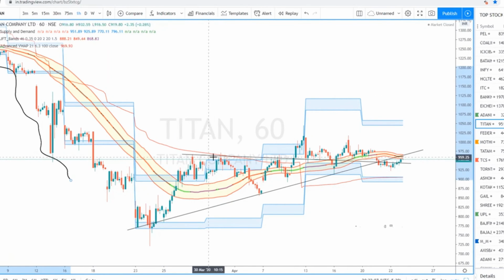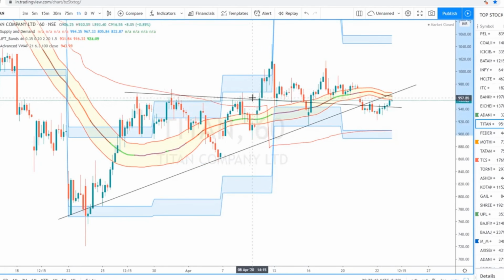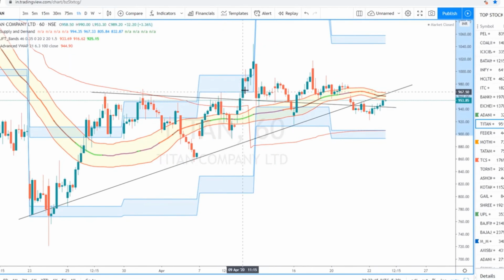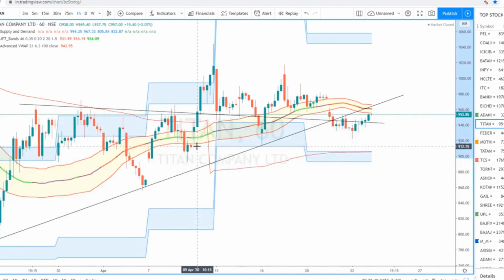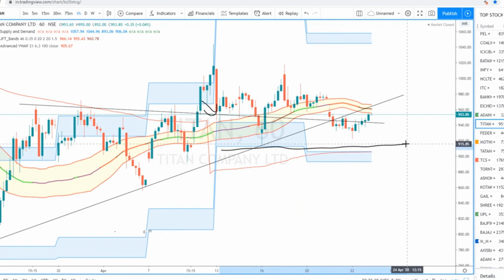So what do I do? I just wait for the advanced VWAP to go up. So here it has gone up, but I won't go long here because the A2 zone is nearby. So probably after the next week, what happened? Here I will definitely go long, guys. This is where I will be going long, and my stop loss would be below the weekly zone.